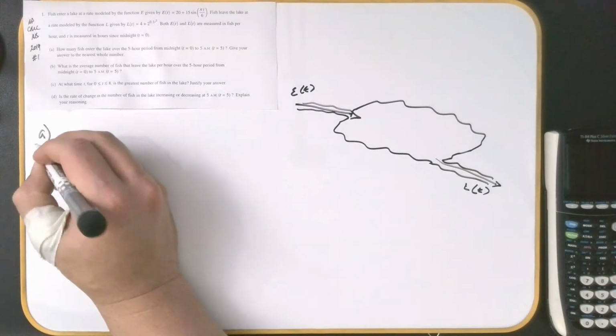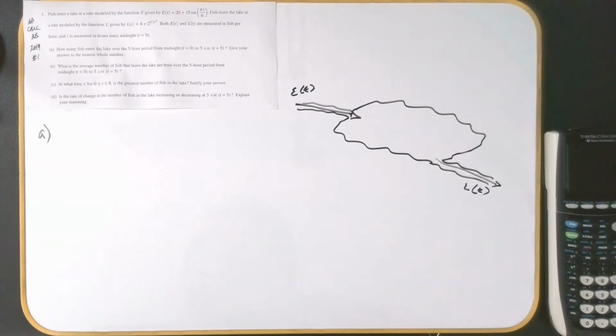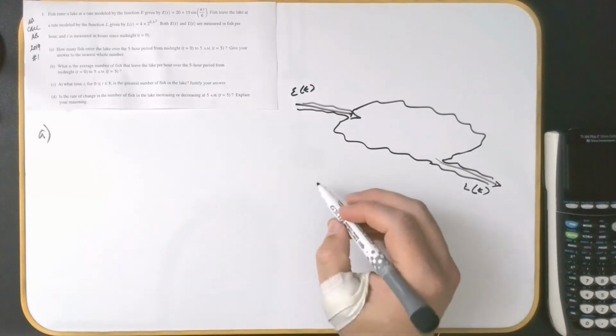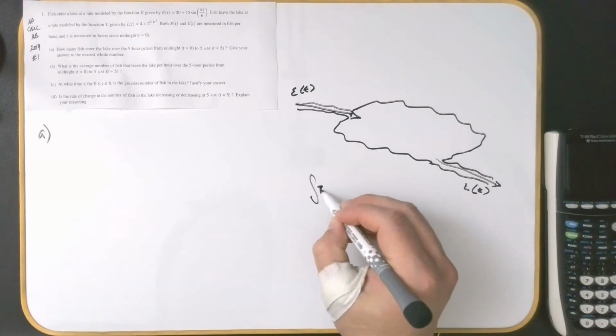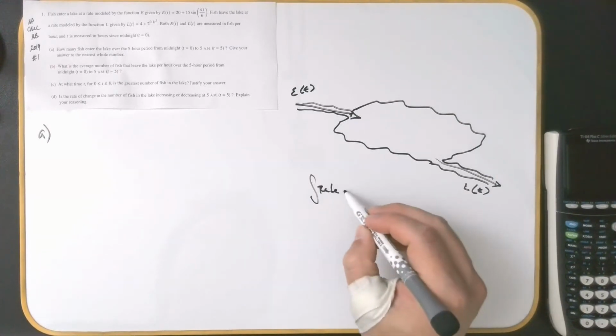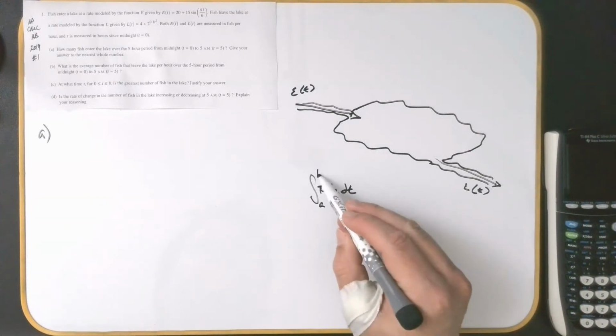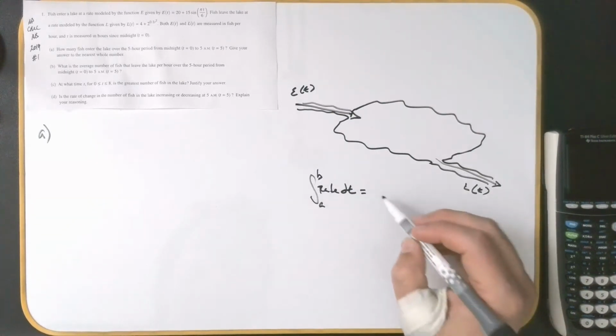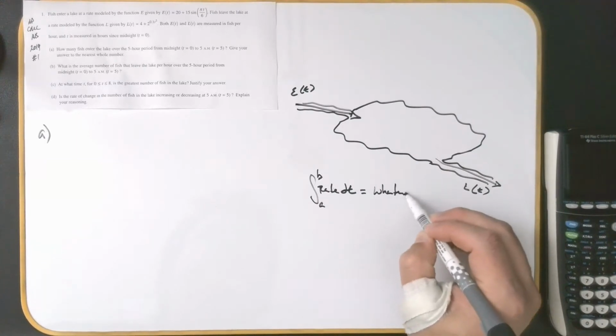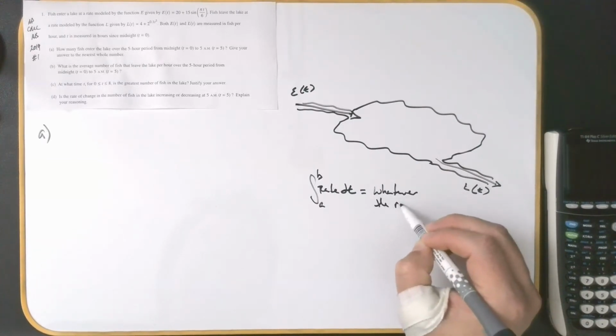Starting with part A. Part A says, how many fish enter the lake over a 5-hour period from midnight, being t equals 0, to 5 a.m., or time equals 5? Give your answer to the nearest whole number. Well, this goes to the basic concept of what you get when you integrate a rate dt. Whenever you integrate a rate from a to b, the answer is whatever the rate is producing.